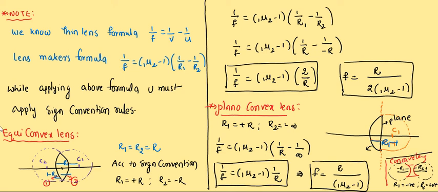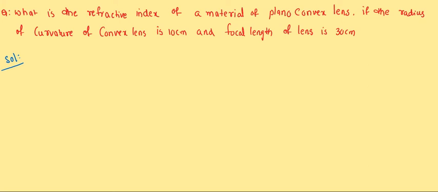Now take a screenshot and note it. Let us go for one problem. What is the refractive index of the material of the plano-convex lens? We have to find the refractive index. The radius of curvature of the plano-convex lens is 10 centimeters, and the focal length of the lens they gave is 30 centimeters. They are asking to find the refractive index of the lens. How to find the refractive index of the lens?